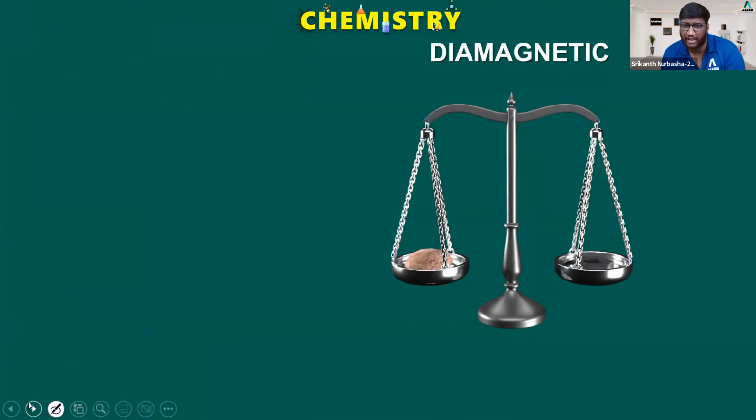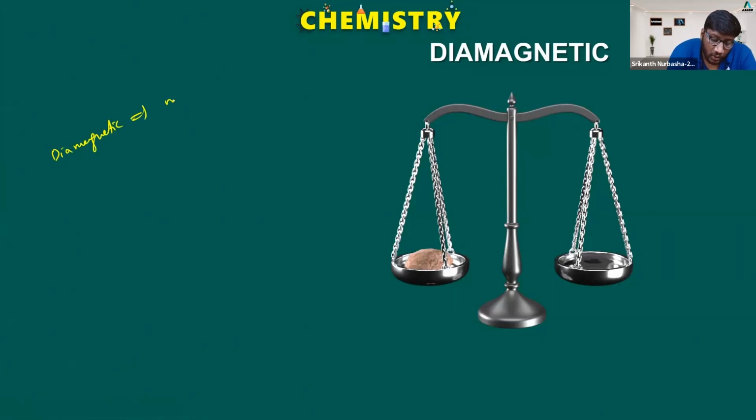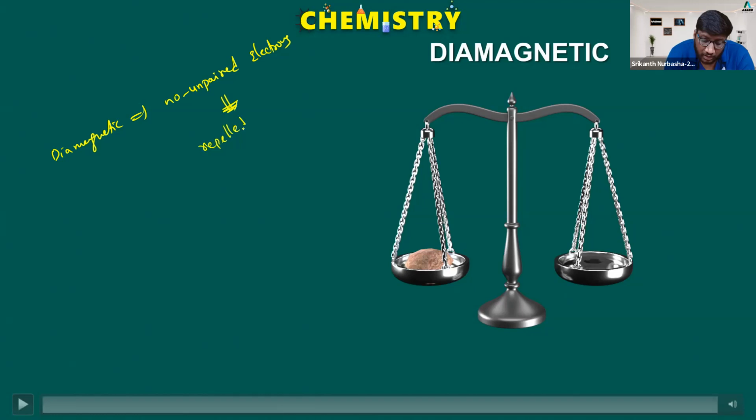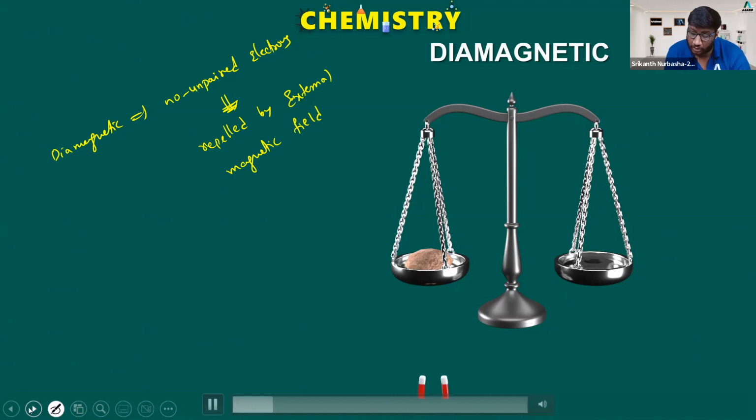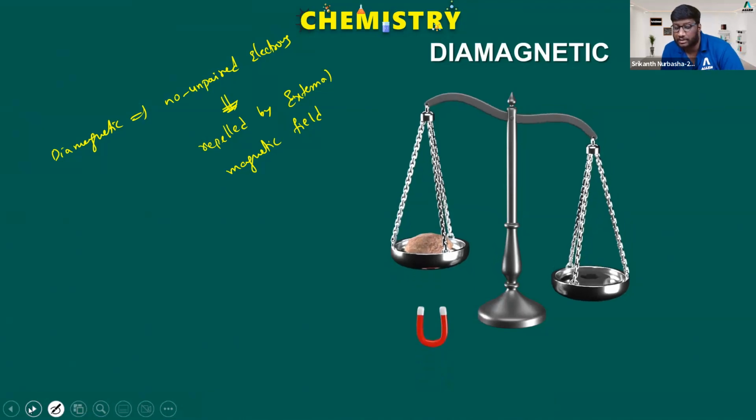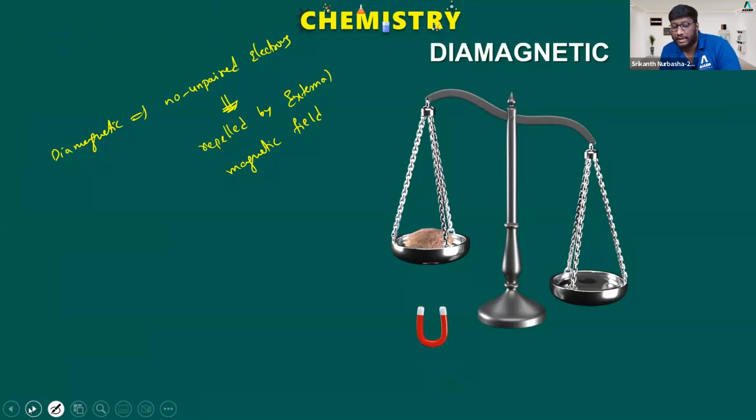Diamagnetic means what happens? Diamagnetic means no unpaired electron. If there is no unpaired electron, obviously it is going to be diamagnetic. It will be repelled by the external magnetic field. What is the external magnetic field you are giving? The external magnetic field is supplied by the bar magnet. So you take the bar magnet now. Because of the external magnetic field, the diamagnetic substance has moved away. That means it is repelled, so the other weight comes down. What about ferromagnetic? Ferromagnetic, can anyone say?